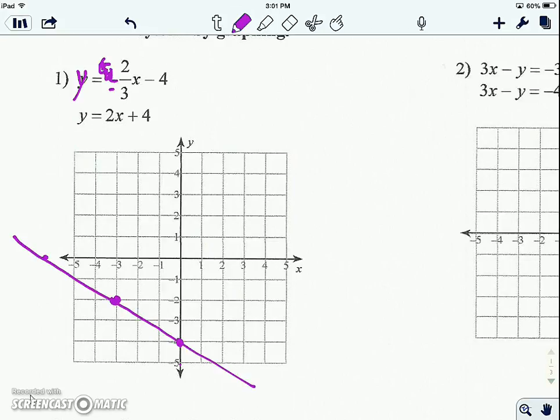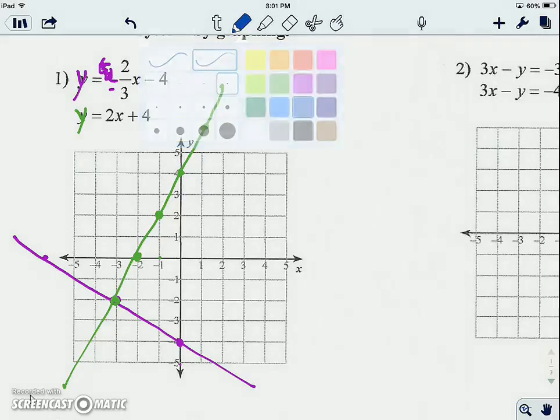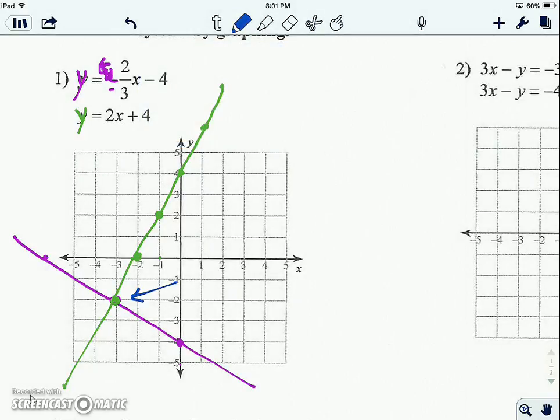Okay. And then we'll graph this one green. Start at +4. And it's up 2 over 1, which is off the graph. So we'll continue the pattern down 2 over 1, down 2 over 1, down 2 over 1, and the place where they cross is their solution. So in this case, -3, -2.